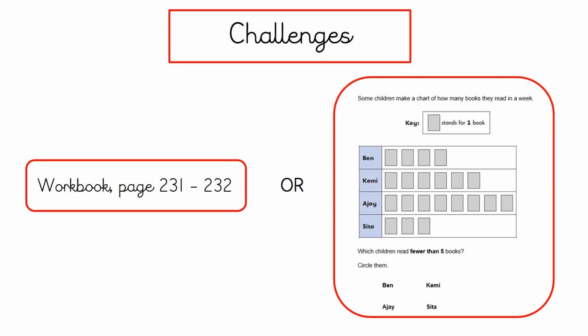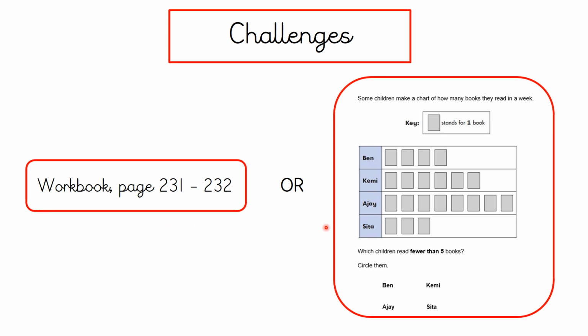Okay, our challenges are: you can either continue on in the workbook or on the pages in our PDF file on the class story to do pages 231 and 232. There's a type of question in those graphs that I haven't covered in the example. I wonder if you can figure out how to answer that question without my help. Or you might like to have a go at this problem.